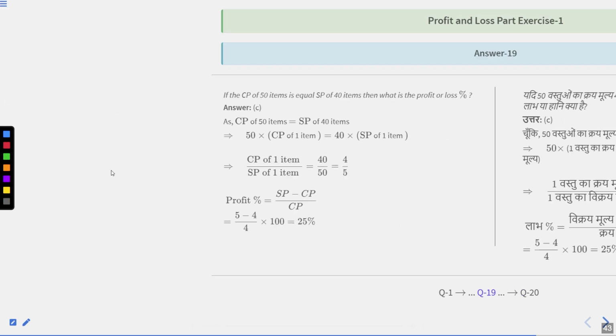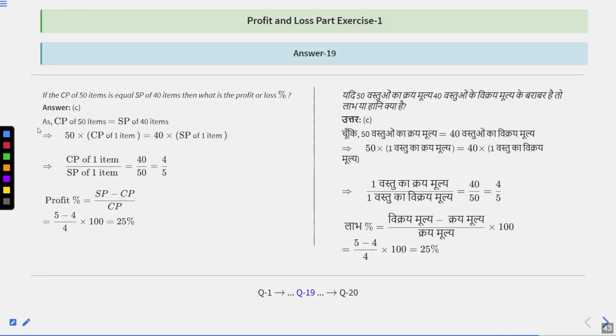Now time's up. Let's see the solution. Now the question says that CP of 50 items equals SP of 40 items. So we can write it in that form and make the ratio. When we make the ratio of CP of one item upon SP of one item, we get 4:5. What does it mean? It means if CP is 4, SP will be 5. So we clearly see that there is a profit.